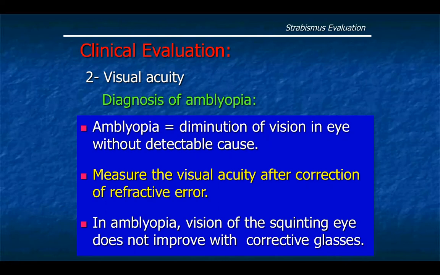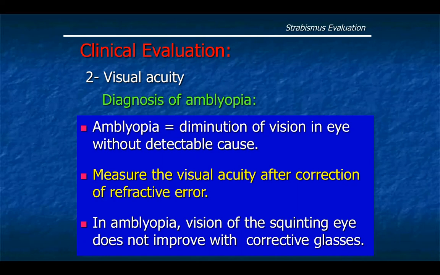How do we diagnose amblyopia? We measure the vision after correction of refractive error. We give the patient the glasses needed to improve vision, and we measure the vision. In amblyopia, the vision of the squinting eye does not improve with corrective glasses. The vision of the amblyopic eye still does not improve. So this means the patient has amblyopia.